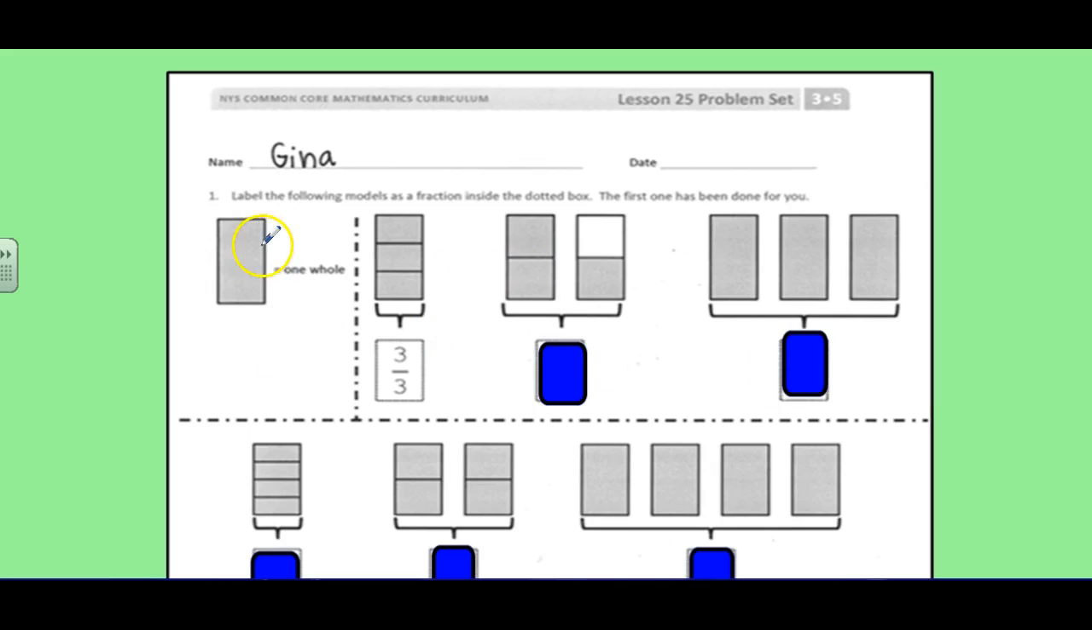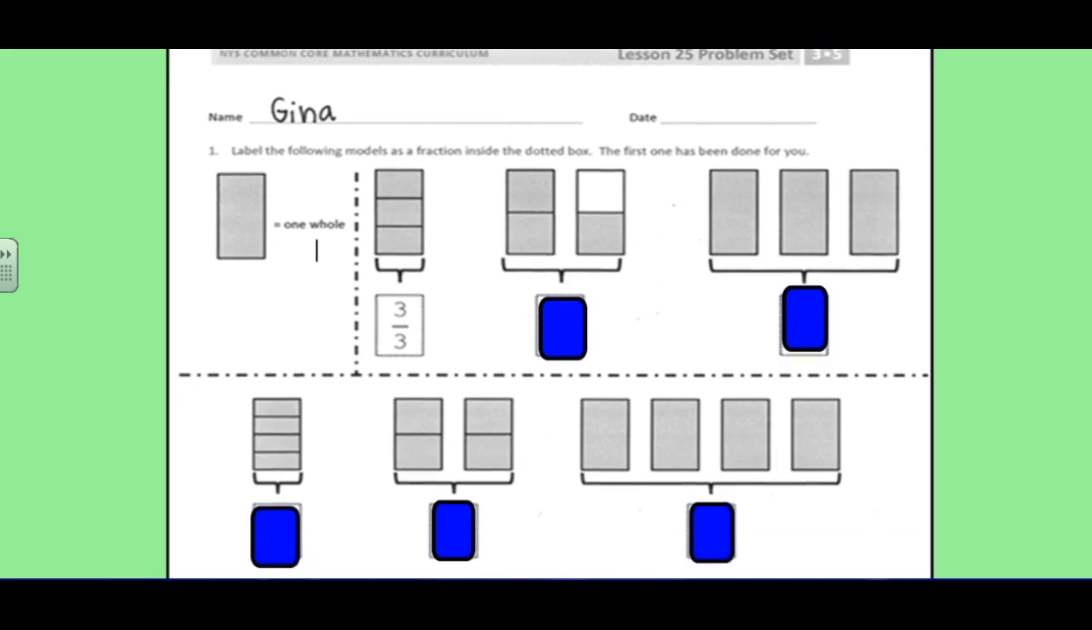So this one, what is this right here? This is actually 1 whole. They could have also just put the number 1. And this one right here has been done for you. You saw this on the concept development. There were 3 altogether, and then there were 3 shaded, so it's 3/3, which is also the same thing as 1 whole.